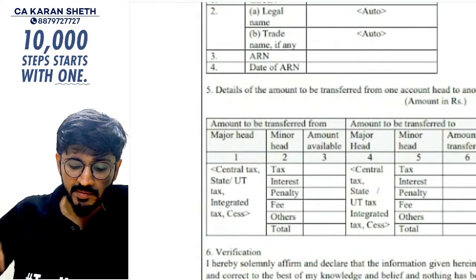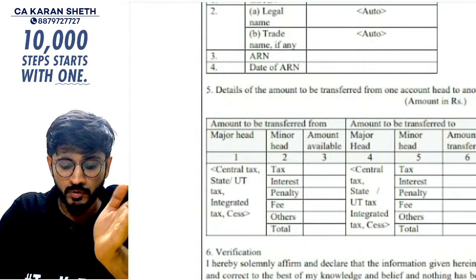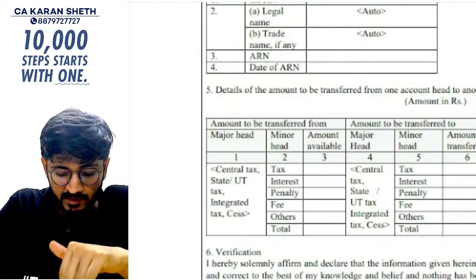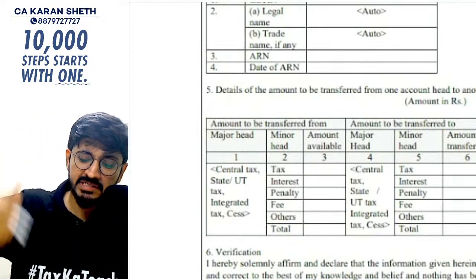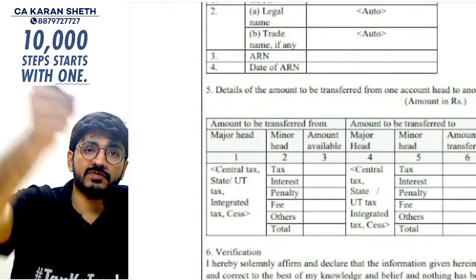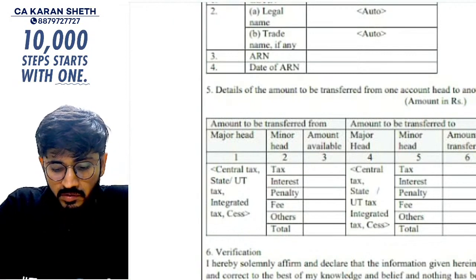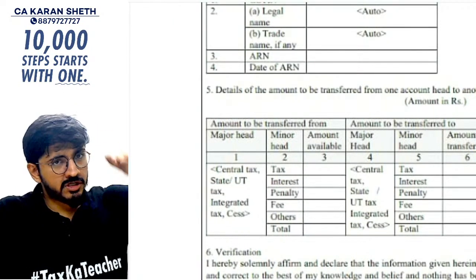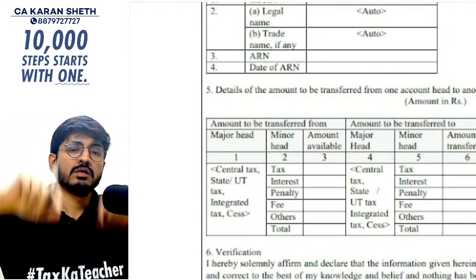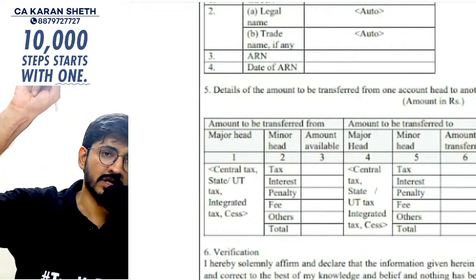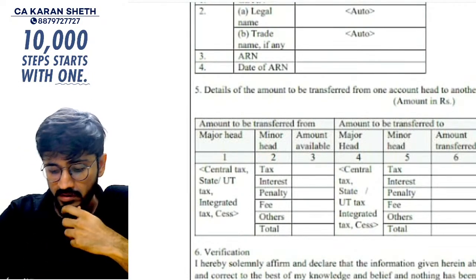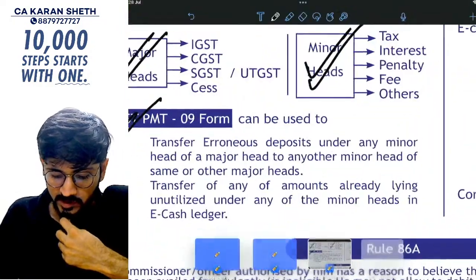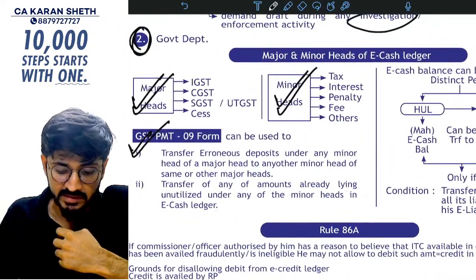This is the GST PMT-09 form. You can choose the major head and the minor head from where you want to transfer the amount, and you can also choose the major head and minor head to which you want to transfer the amount. You choose the source and then you choose the destination. Is that very clear? Yes, absolutely correct. That is very much possible now, which was not possible initially, friends.